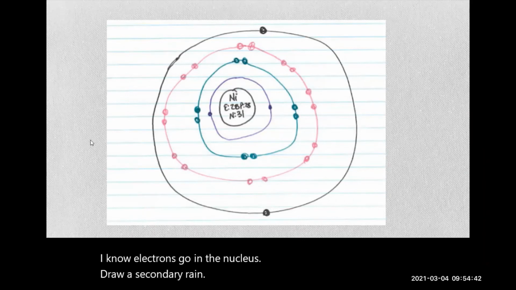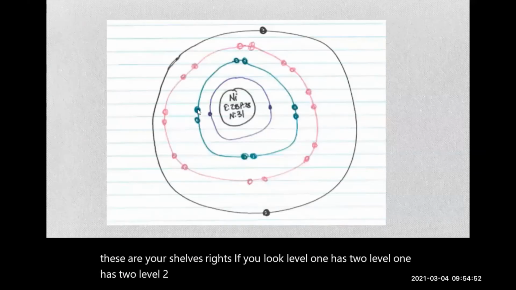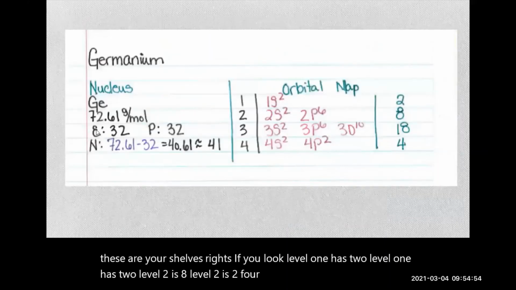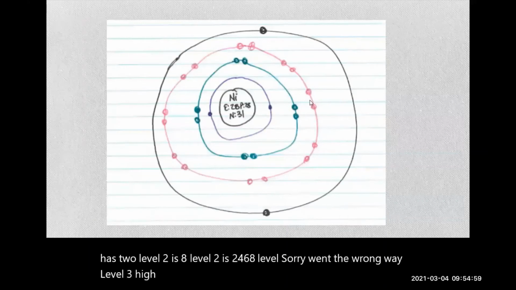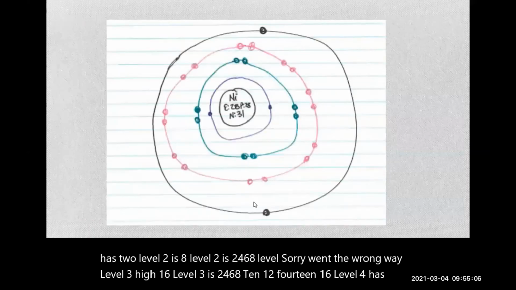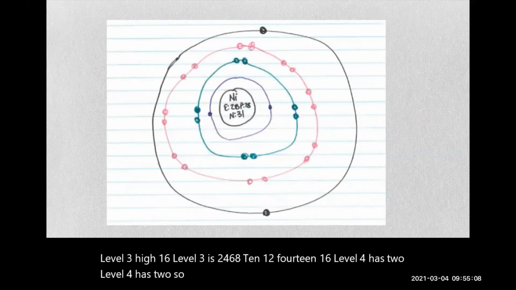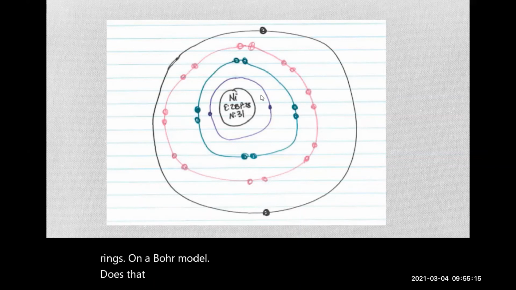So then you put in a ring around the nucleus with 2, because these are your shells, right? So if you look, level 1 has 2. Level 2 is 8, 2, 4, 6, 8. Sorry, I went the wrong way. Level 3 has 16, 2, 4, 6, 8, 10, 12, 14, 16. Level 4 has 2. So your quantum numbers relate directly to your rings on a Bohr model. Does that make sense?